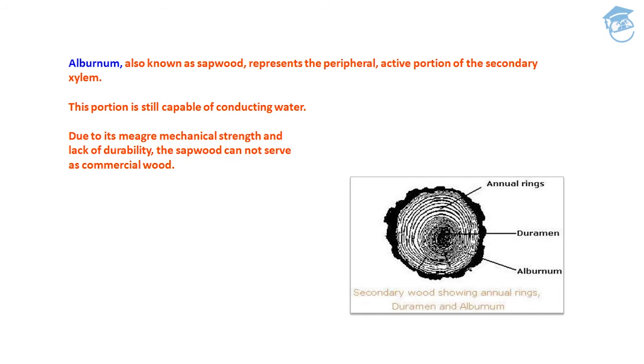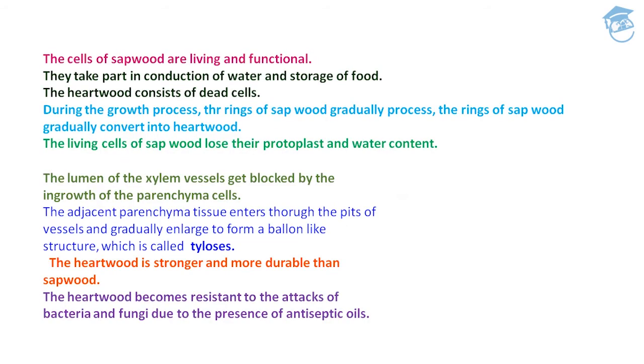Okay, so Duramen is also called heartwood. It acts as commercial wood, whereas Alburnum is also called sapwood, and it cannot serve as commercial wood because it is still capable of conducting water and it has meager mechanical strength and lack of durability. Okay, that's the reason that it cannot be used as commercial wood. The cells of sapwood are living and functional, and they take part in conduction of water and the storage of food.